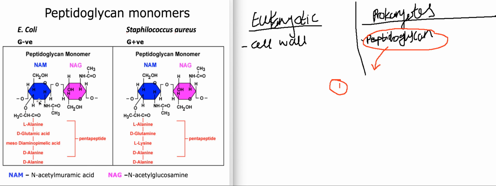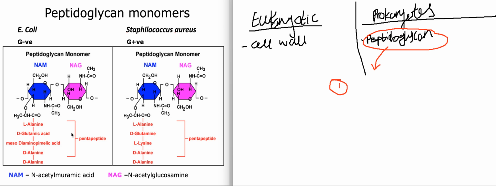So the two monomers that we want to be aware of are N-acetylmuramic acid and N-acetylglucosamine. So we call them NAM and NAG, as long as you can remember it as that. So the thing that you want to look out for here is that NAG and NAM are joined via the glycosidic bond, which is shown there.